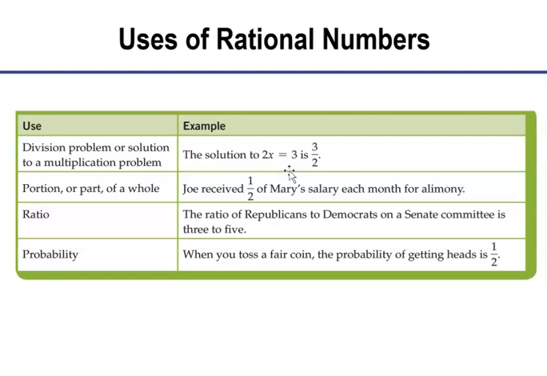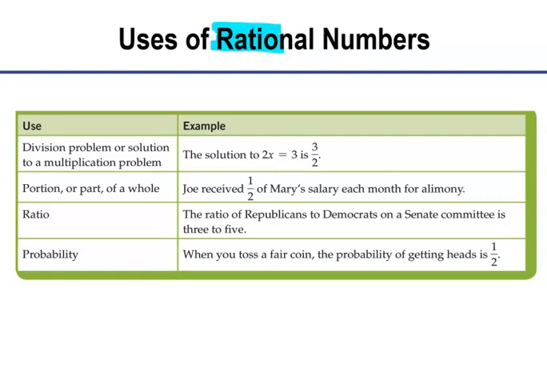If we want to talk about portion or part of a whole, this is how we typically introduce the rational numbers. Joe received 1/2 of Mary's salary each month for alimony. Ratio. The ratio of Republicans to Democrats on a Senate committee is 3 to 5. That's also a fraction. A ratio is just a fraction. As a matter of fact, ratio is the root word of rational numbers. So right back up here, there you go. Rational numbers comes from the word ratio.